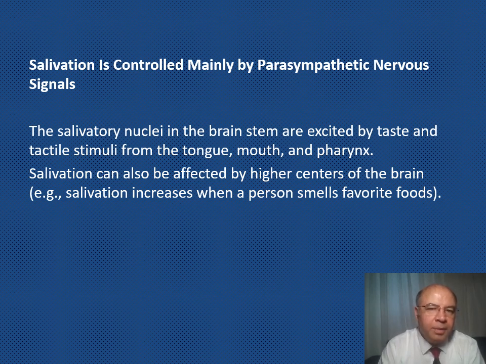Salivation is controlled mainly by parasympathetic nervous signals. The salivary nuclei in the brainstem are excited by taste and tactile stimuli from the tongue, mouth, and pharynx. Salivation can also be affected by higher centers of the brain. For example, salivation increases when a person smells favorite foods.